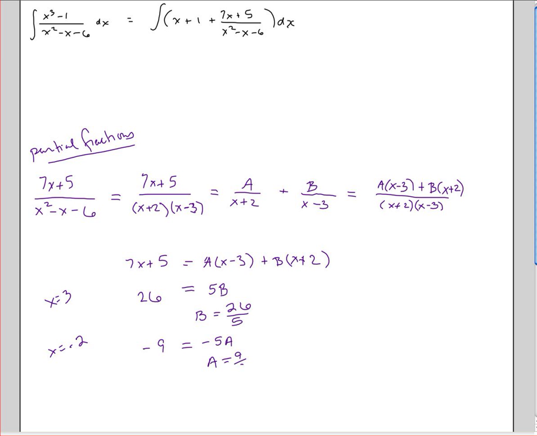So in other words, what do we have here? We have that 7x plus 5 over x squared minus x minus 6 is equal to a times 1 over x plus 2. So a is 9/5 times 1 over x plus 2 plus b, which was 26/5, times 1 over x minus 3.